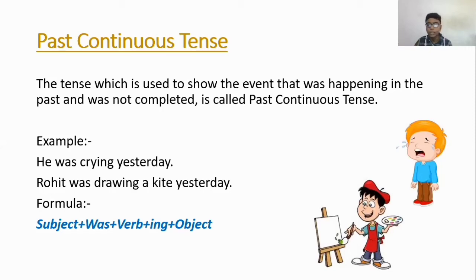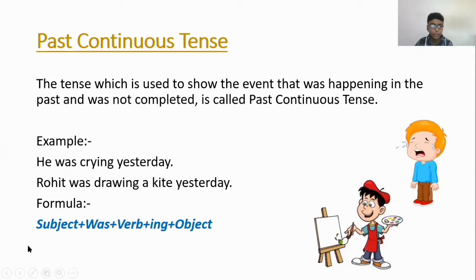For example, he was crying yesterday and Rohit was drawing a kite yesterday. So on the spot it was not completed, but after some time it was completed. Just like present continuous tense, the time is not known in this case. It is very similar to present continuous tense, just the difference is in the time. Its formula is subject plus was or were plus verb plus ing plus object.